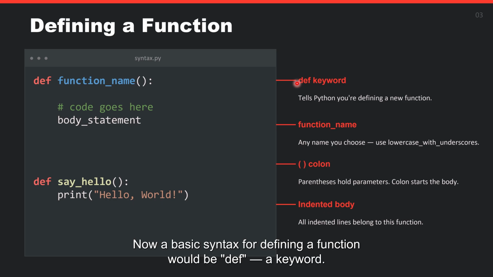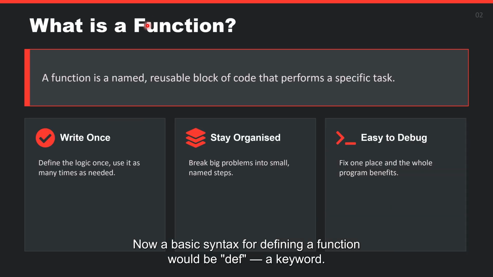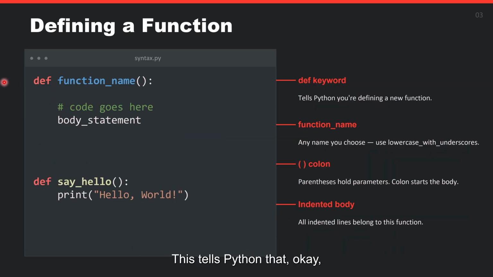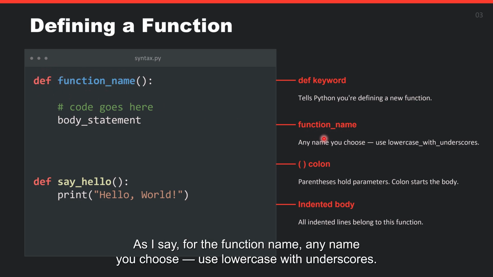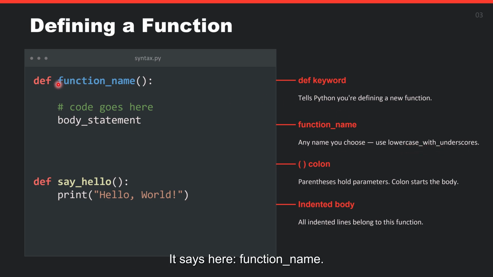Now, the basic syntax for defining a function would be def, a keyword. This tells Python that this is a function, followed by the function name, and this can be anything. As I say, function name, any name you choose. Use lowercase with underscore, like it says here, function underscore name. As you can see, everything is a small letter or lowercase.